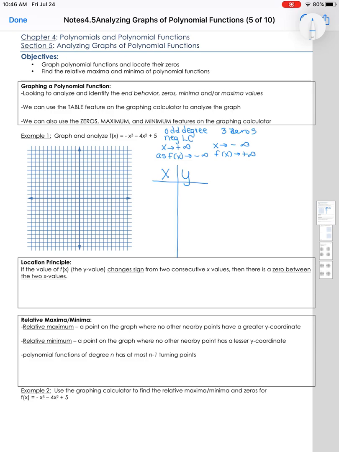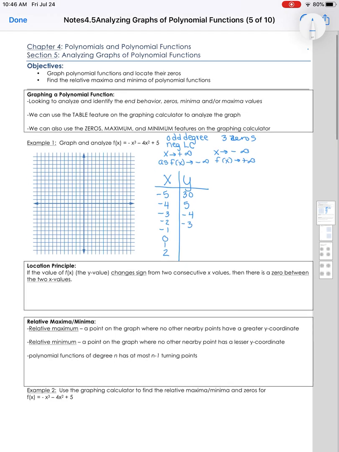Now, if you do not see your graph, you can always hit zoom and then pick number 6 to get the standard picture of what it looks like, and it gives you a very clear graph of what you should see if it's in that particular window. So you're going to hit second graph to get a table of values because you want specific values to work with.